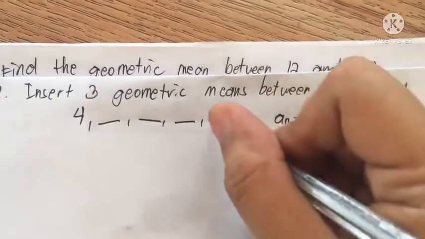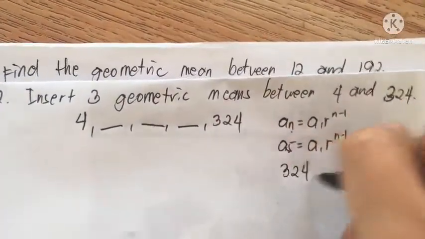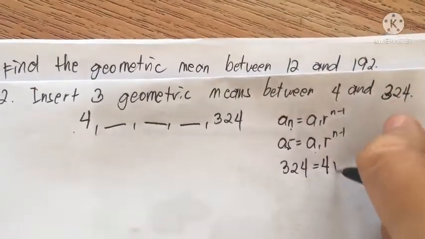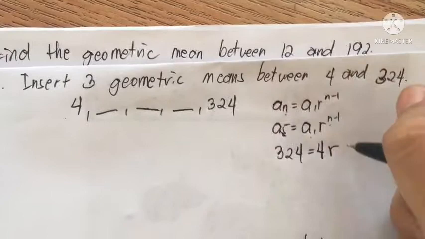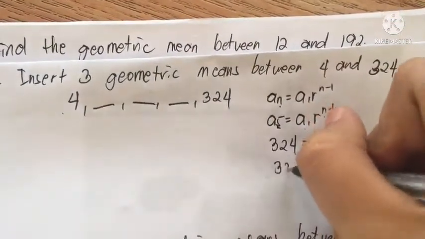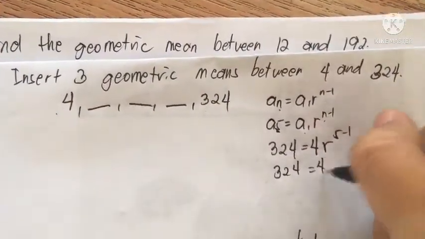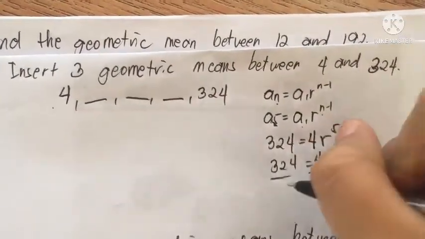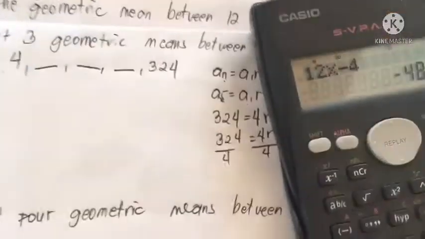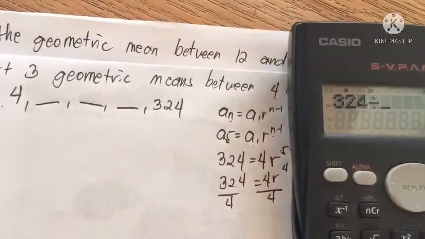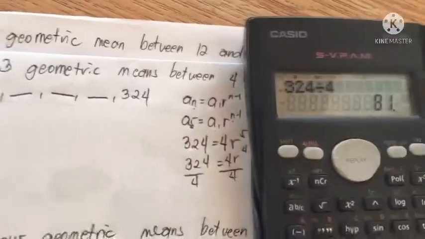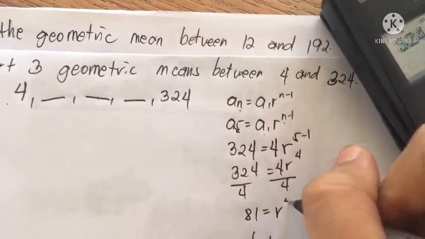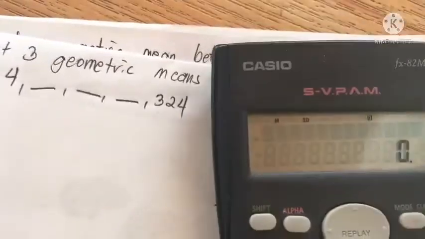So ano yung a sub 5 natin? That is 324, equal a sub 1 natin, that is the first term, which is 4. R natin missing, then yung n natin, that is 5 minus 1. So, magiging 324 is equal to 4 r raised to 4. Divide both sides by 4. So, 324 divided by 4, ang sagot natin is 81. So, 81 is equal to r raised to 4. At ano ang fourth root ng 81?